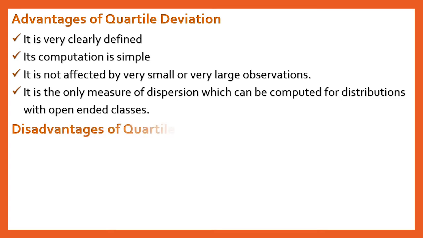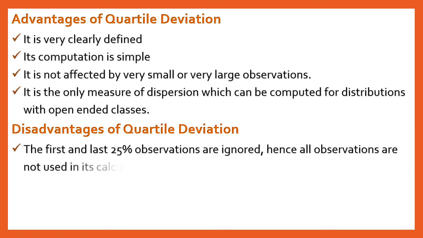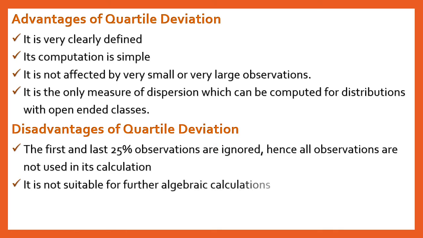Now going to the disadvantages of quartile deviation. The first and last 25% observations are ignored. Hence all observations are not used in its calculation, and we know that the measure which does not use all the observations is that much less accurate. So quartile deviation is a bit less accurate than the future measures which we will study.